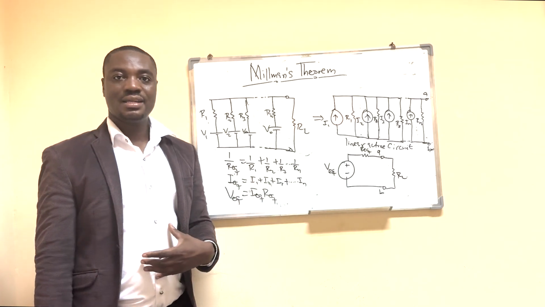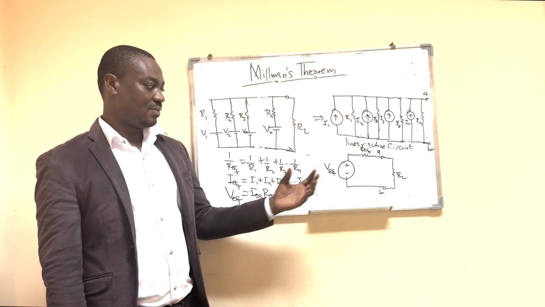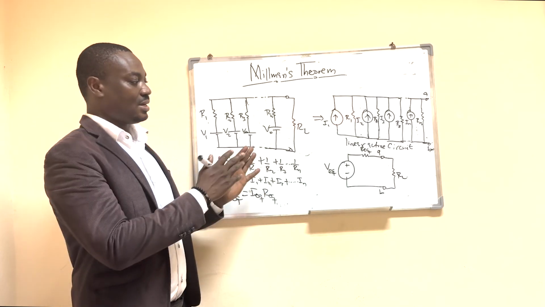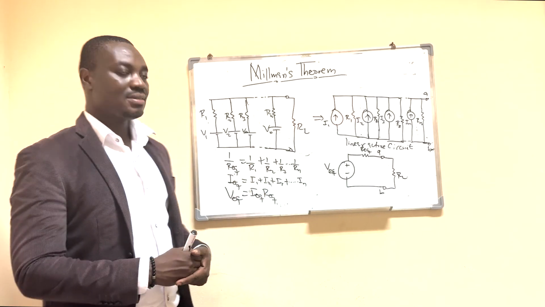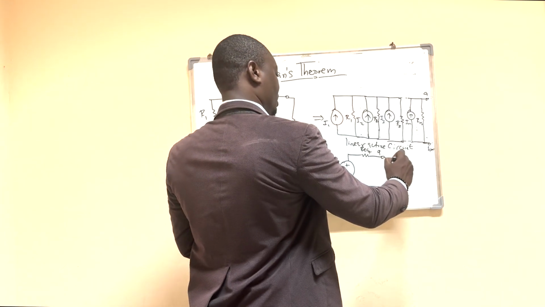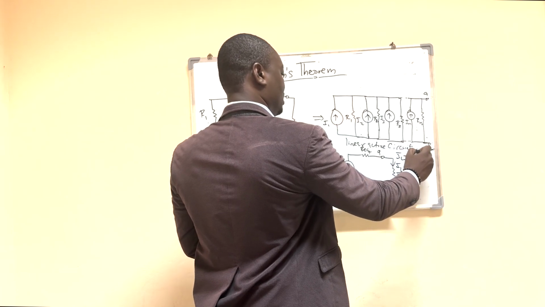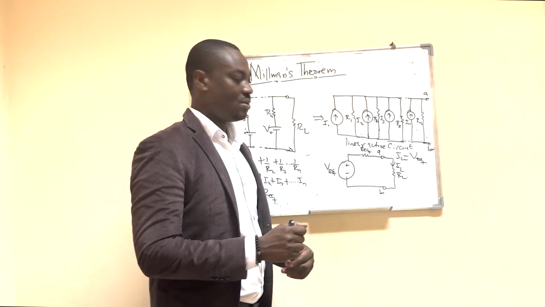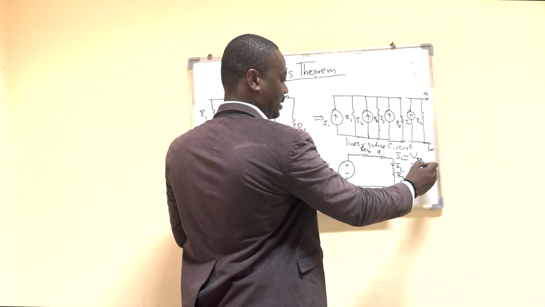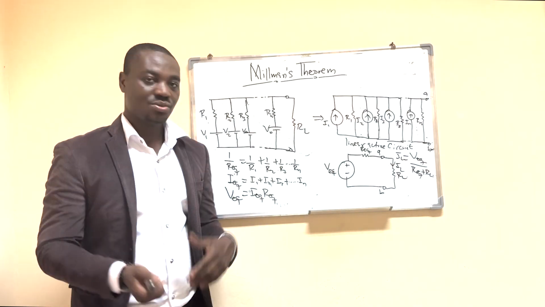Then I can calculate the equivalent voltage: equivalent current times equivalent resistance. That will give me this. Now I have my equivalent circuit diagram, with the equivalent voltage in series with the equivalent resistance. Then I can get the load current IL. That will be the equivalent voltage over this and this, which are in series, so we have the equivalent resistance plus RL. So that will give me the current passing through the load.